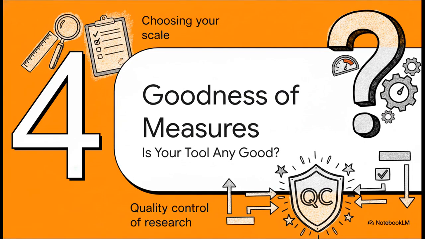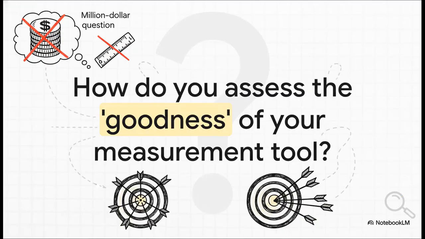All right, so you've picked your scale, you've designed your perfect survey, but how do you know if the tool you've created is actually any good? This, my friends, is where we get into the quality control of research. This is the million-dollar question for every single researcher out there. Because if your measurement tool is flawed, then all your results are basically meaningless. To be able to trust your data, you have to check for two absolutely critical things: reliability and validity.